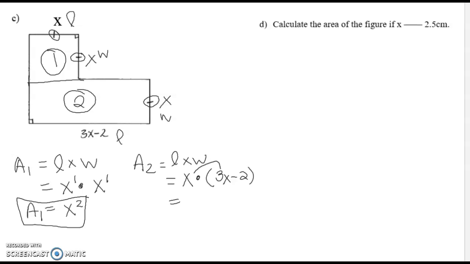So I'm now going to take x, multiply it by the 3x. So I'm going to have 3x squared. And then x times negative 2 gives me negative 2x.